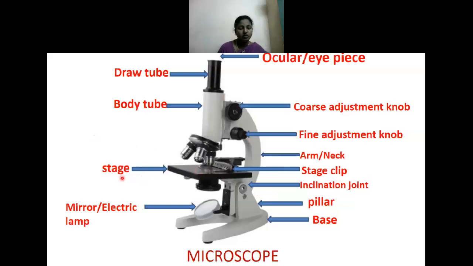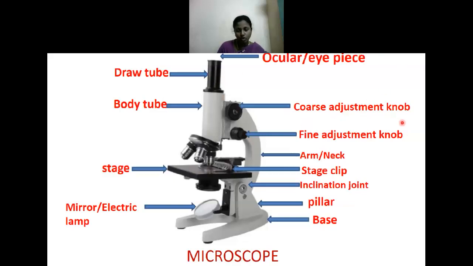Stage, platform where the object to be examined is placed. Stage clip, secures the specimen to the stage. Body tube, attached to the arm and bears the lenses. Draw tube, cylindrical structure on the top of the body tube that holds the ocular lenses.